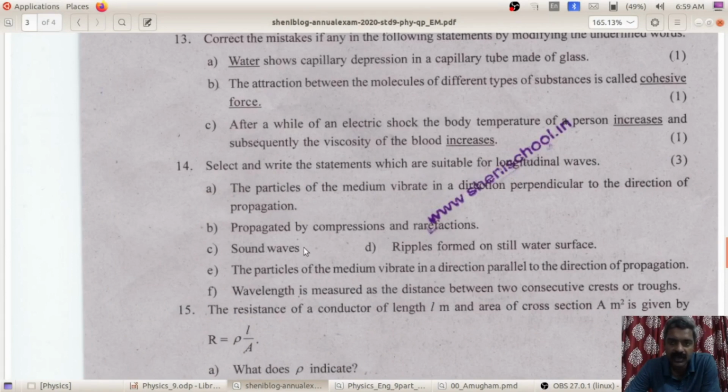Sound waves are longitudinal waves. Ripples formed on still water surface is a transverse wave. The particles of the medium vibrate in a direction parallel to the direction of propagation is a longitudinal wave. Wavelength is measured as the distance between two consecutive crests or troughs is a transverse wave. So the answer is B, C and E.